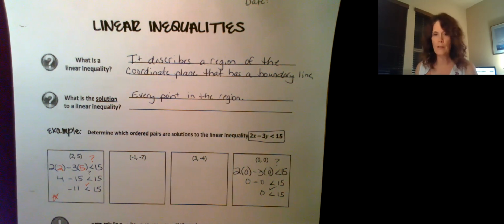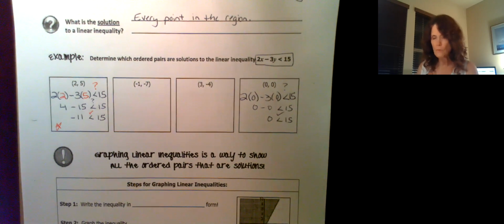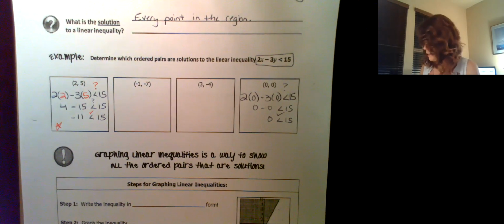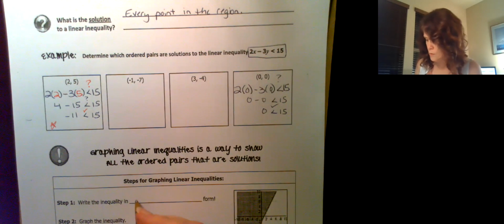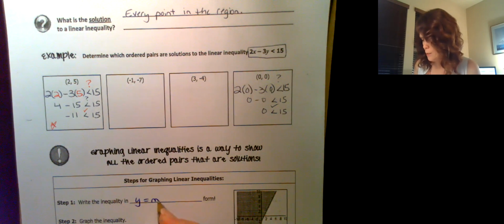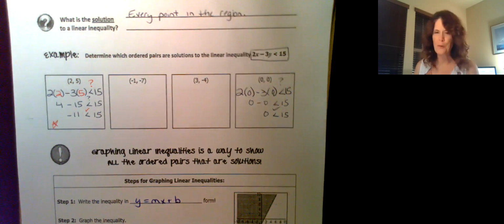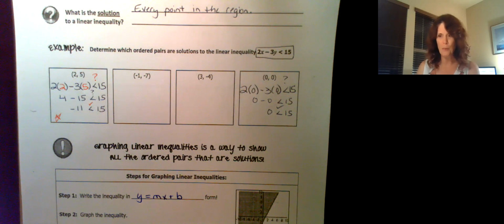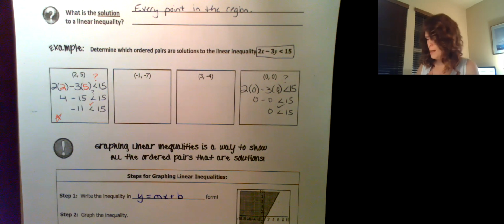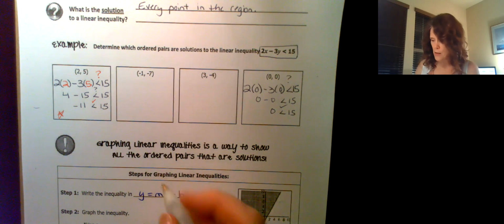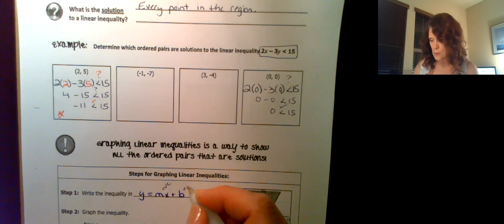If we look at our steps down here, first we write that inequality in y equals mx plus b form. That's just quicker for me to write, but it really means we're going to put it in slope-intercept form. The reason we do that is it's quicker to graph, because the slope tells me how to move and the y-intercept tells me where to begin.